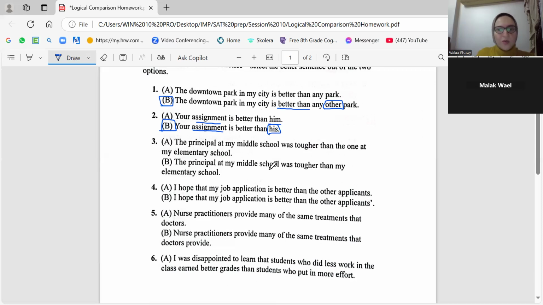So the principal at my middle school was tougher than my elementary school. So here you're comparing the principal of the middle school to the elementary school, not to the principal in the elementary school. We're supposed to add something like "than that of the elementary school." But here, the principal at my middle school was tougher than the one here. So the one here refers to the principal as well. We're talking about the other principal at my elementary school. But here you're comparing the principal to a school. So again, you compare someone to something, to a place.